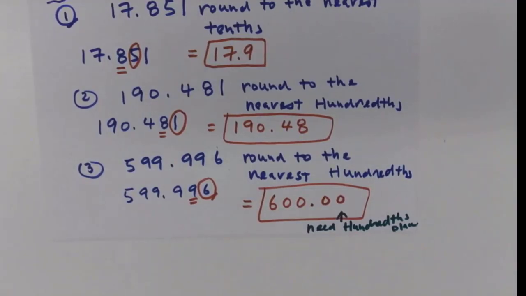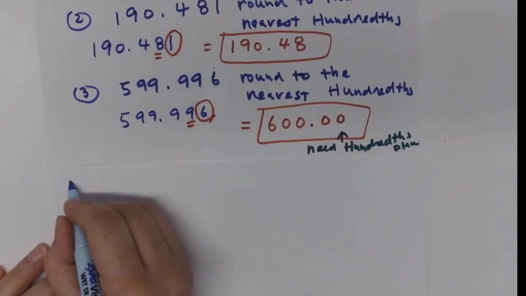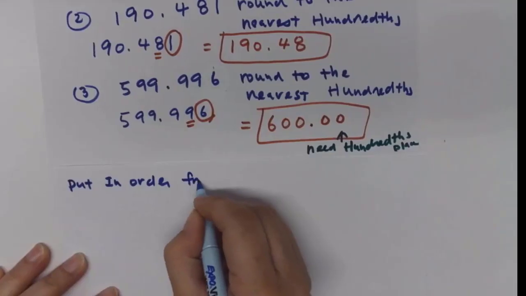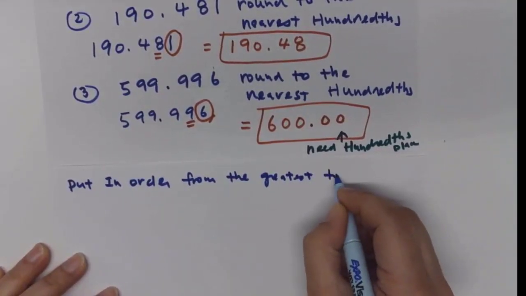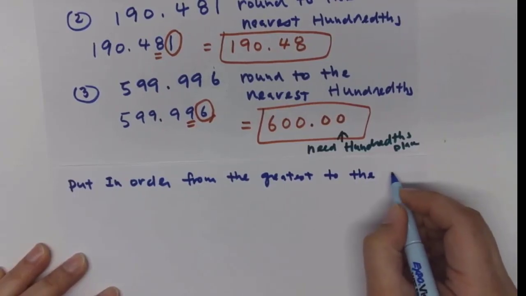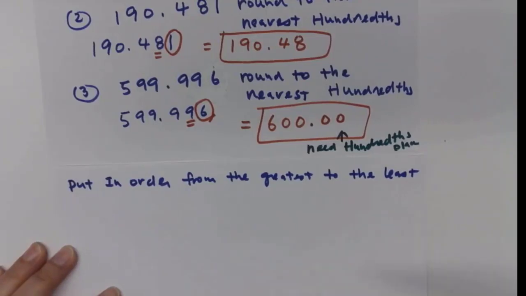Okay, the next one seems to be a little bit more challenging for students. So let's do an example for that. They ask you to put things in order, the greatest to the least. I'm not sure if your homework is greatest to least or least to greatest. Please read your question carefully.